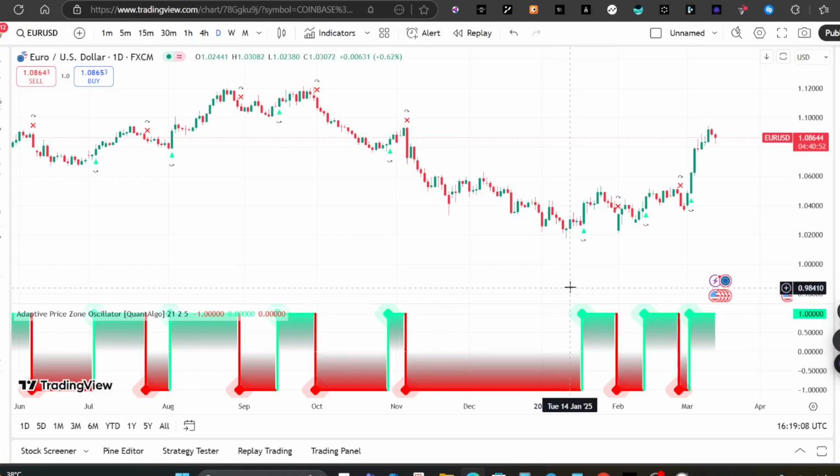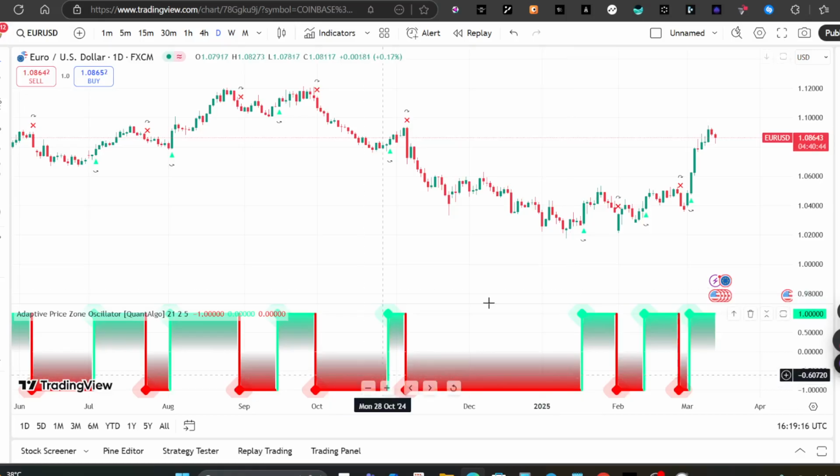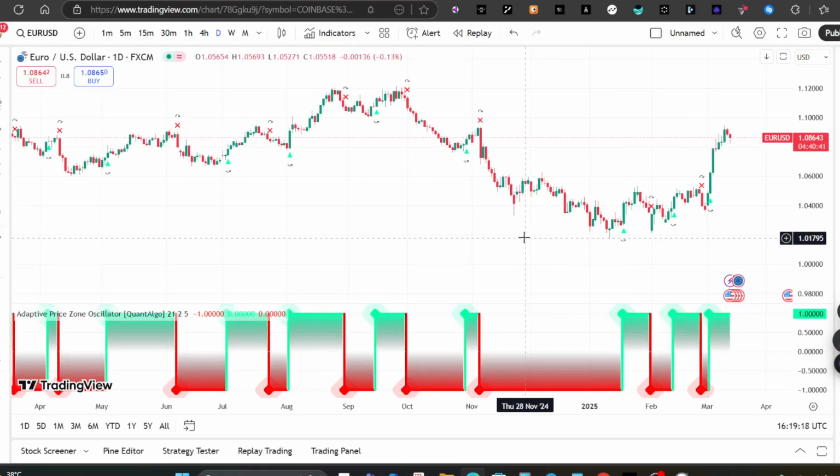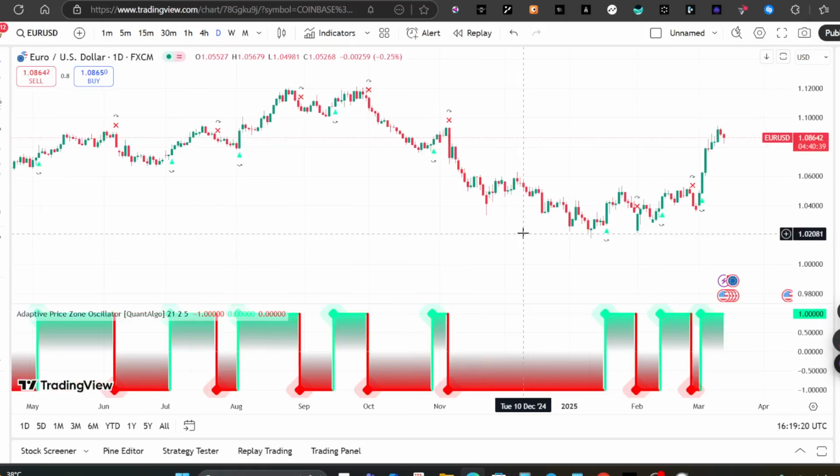All right, now that we know what it is, let us talk about how to use the price zone oscillator in your trading. The first step is to set it up on your chart, obviously. Most trading platforms allow you to add the price zone oscillator, one way or another. If it is not readily available, you might want to download it as a custom indicator and add it to your chart.